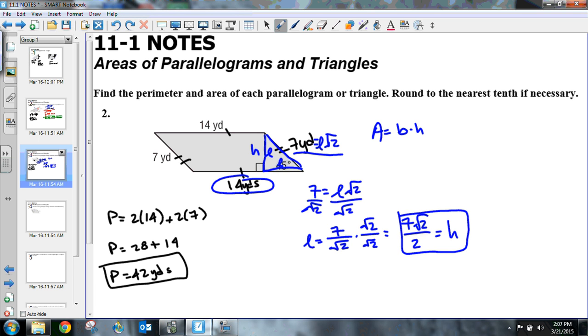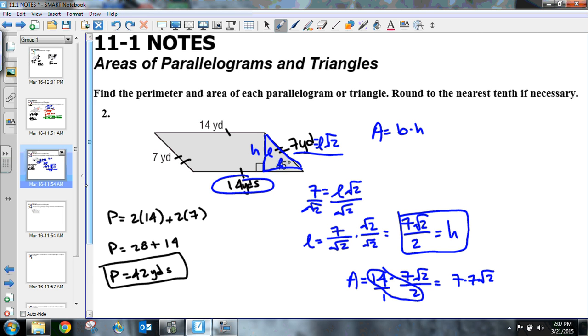Okay, that's that length here. All right, so if I wanted to find my area, then I would simply take my base, which is 14, and multiply that by 7 times the square root of 2 divided by 2. Now, this 14 is being divided by 1. You can kind of multiply this out and divide by 2, but what I notice here is that 14 and 2 divide out. 14 divided by 2 becomes 7. So I get 7 times the square root of 2.